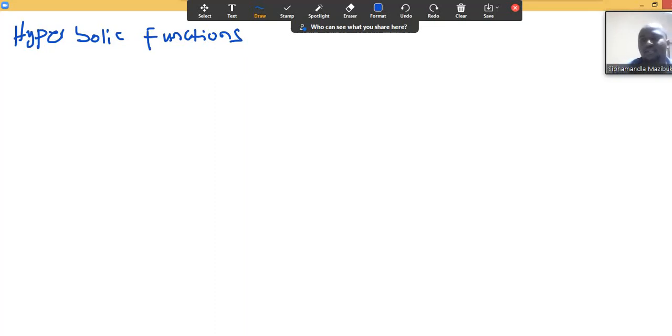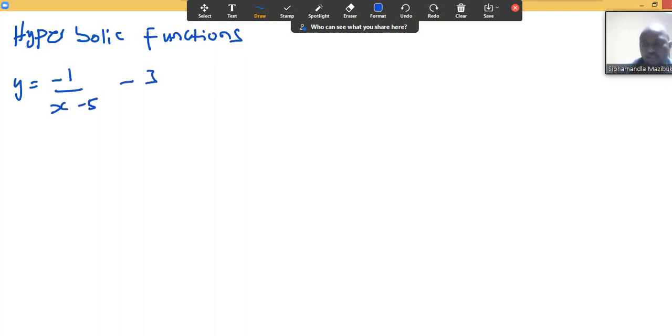Okay guys, still looking at hyperbolic functions. So this is another example. Let's look at this example here, which is negative. Now we have y is equal to minus 1 all over x minus 5, minus 3.